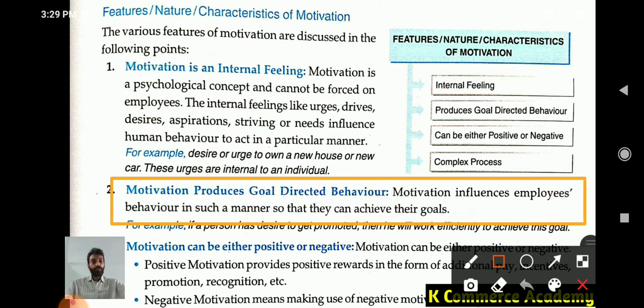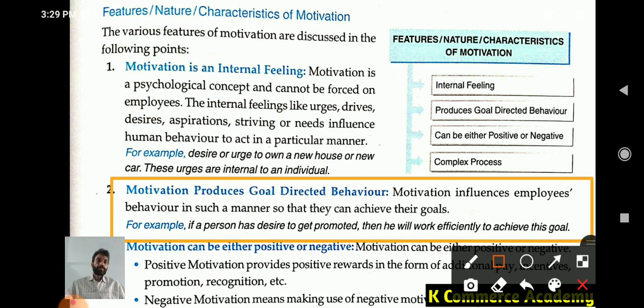Motivation influences employees' behavior in such a manner that they can achieve their goals. So it is a process of influencing or inspiring the employees, the subordinates. And in what manner? In such a behavior that they will start working to achieve the goal.